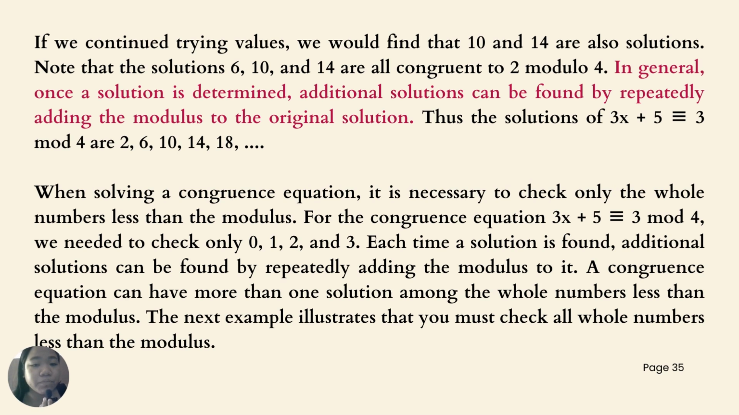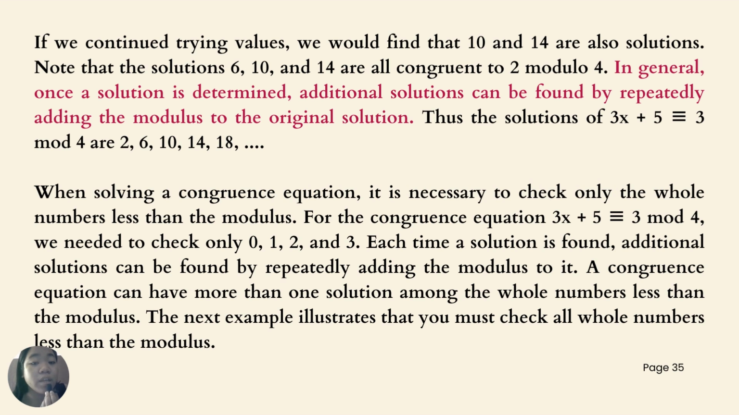Very good. For the congruence equation 3x plus 5 is congruent to 3 mod 4, we needed to check only 0, 1, 2, and 3. Sila lang aton itry. Each solution is found. Additional solutions can be found by repeatedly adding the modulus to it. A congruence equation can have more than one solution among the whole numbers less than the modulus.